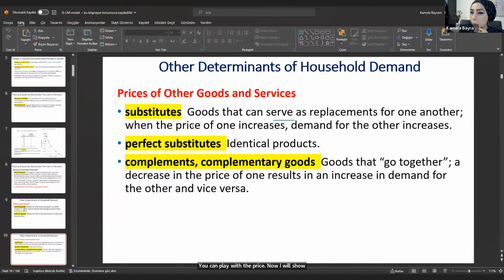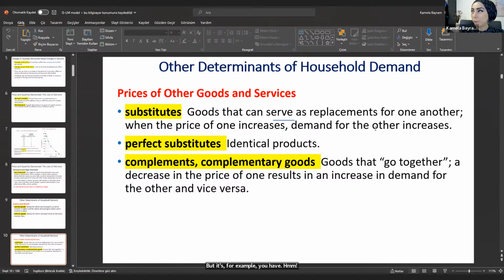So substitutes, what is a substitute? It is defined as goods that can serve as a replacement for one another. When the price of one increases, demand for the other increases. Again, goods that can serve as replacements for one another. When the price of one increases, demand for the other increases. Okay, let us say substitute.